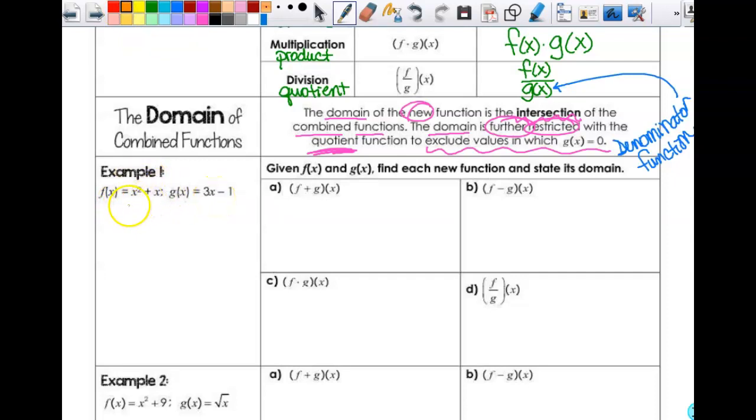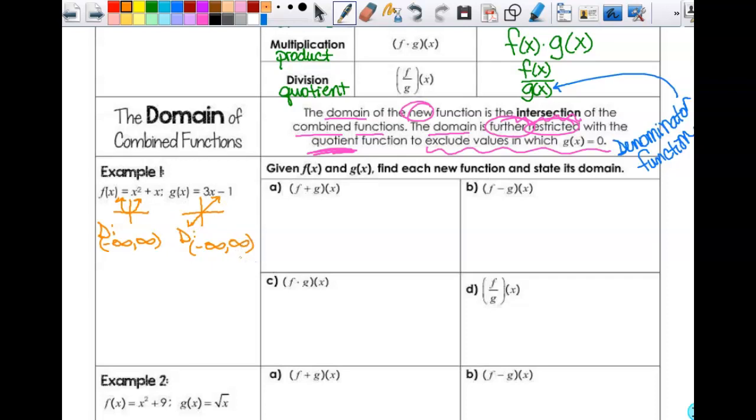So this is a quadratic. That's what my parent function looks like. Even if I transform it, what's my domain? Good. Negative infinity to positive infinity. This is a line. Even when I transform it, unless I make it vertical, which that's not a vertical line, what is my domain? Good. Negative infinity to positive infinity.